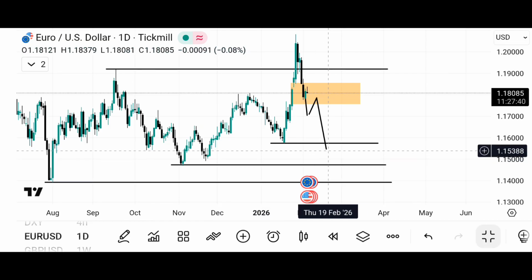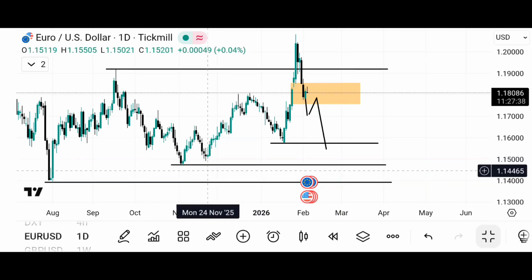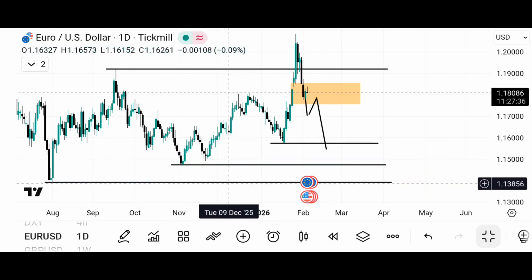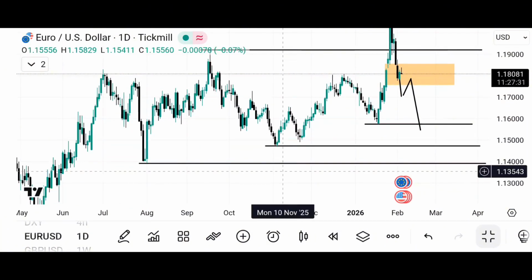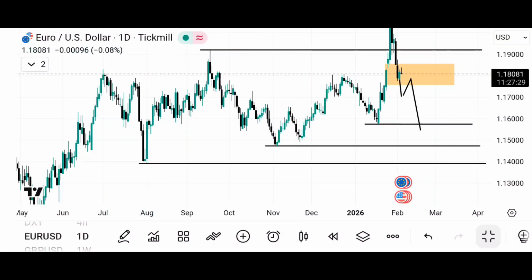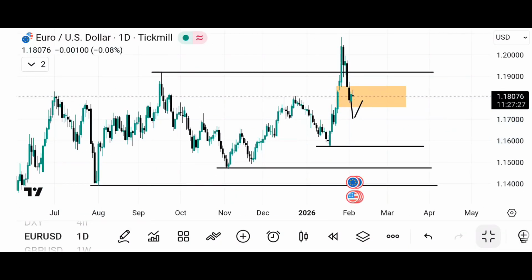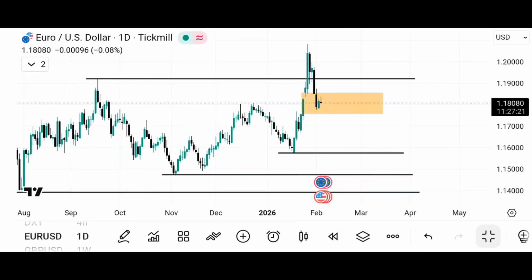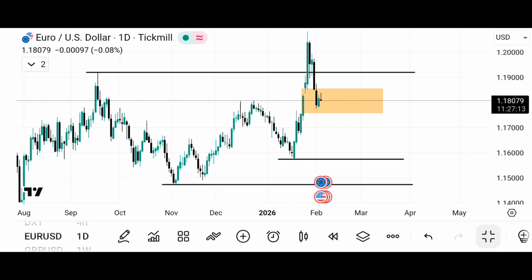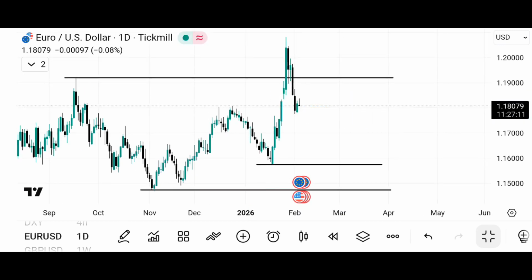If price is at this level, for price to want to run down this low. Then after this low, we look at this one right here. So that's my trading idea for Euro USD. Now down to business.